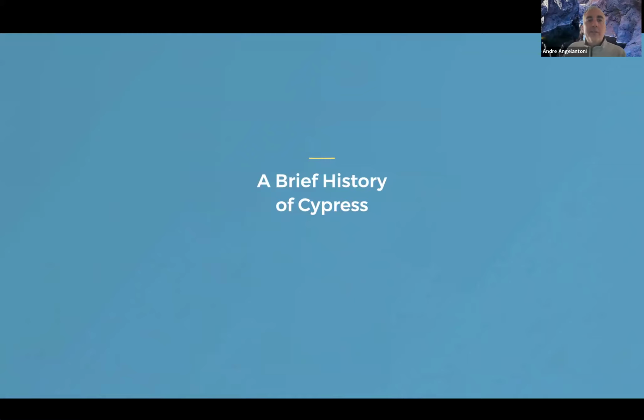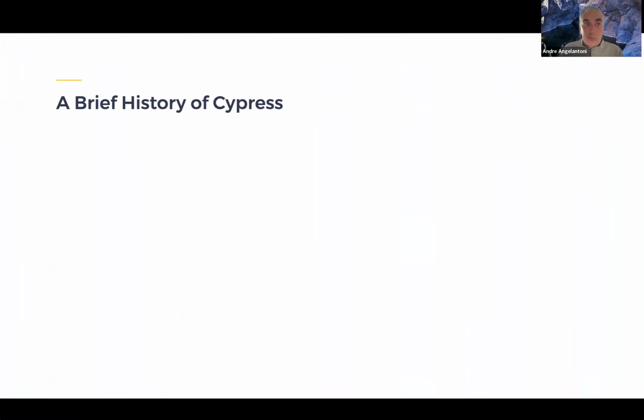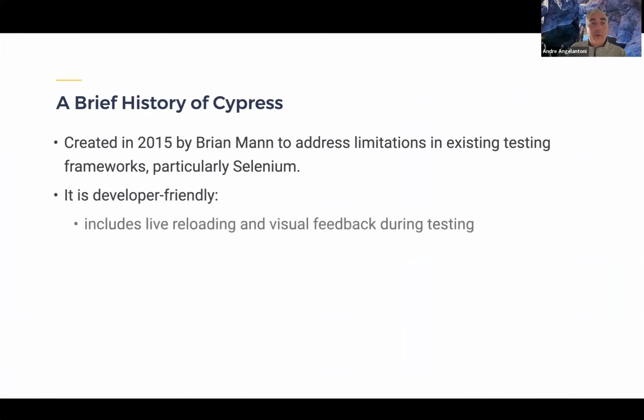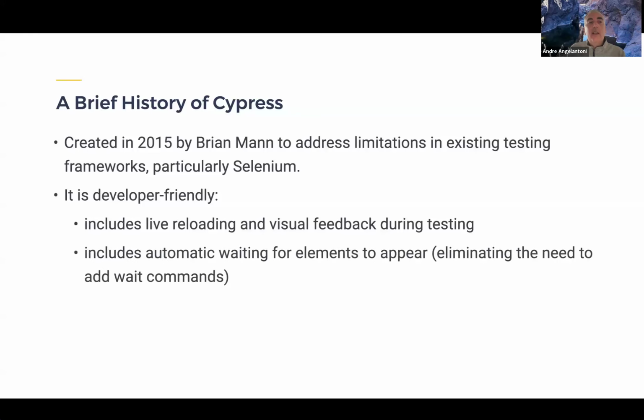Okay, so a brief history of Cypress, and I mean really brief. It was created in 2015 by Brian Mann to address the limitations in the existing testing frameworks, particularly Selenium. It is developer friendly, for real. It includes live reloading, visual feedback during testing. It includes automatic waiting for elements to appear. You don't need to add wait commands, for instance.